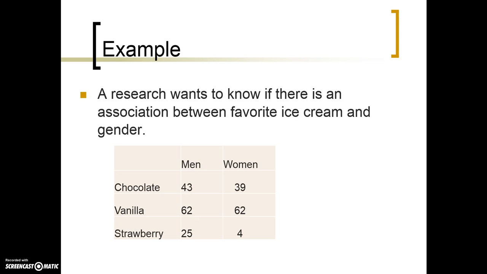A researcher, me, wants to know if there is an association between favorite ice cream and gender. So I asked a bunch of people from different genders, some male, some female, what their favorite ice cream was. Given 3 choices, I know there's more choices of ice cream, but given these 3, what was your favorite? Chocolate, vanilla, or strawberry? So 43 guys said they like chocolate. 39 women said they like chocolate. 62 men and 62 women said vanilla was their favorite, and then strawberry is kind of low.